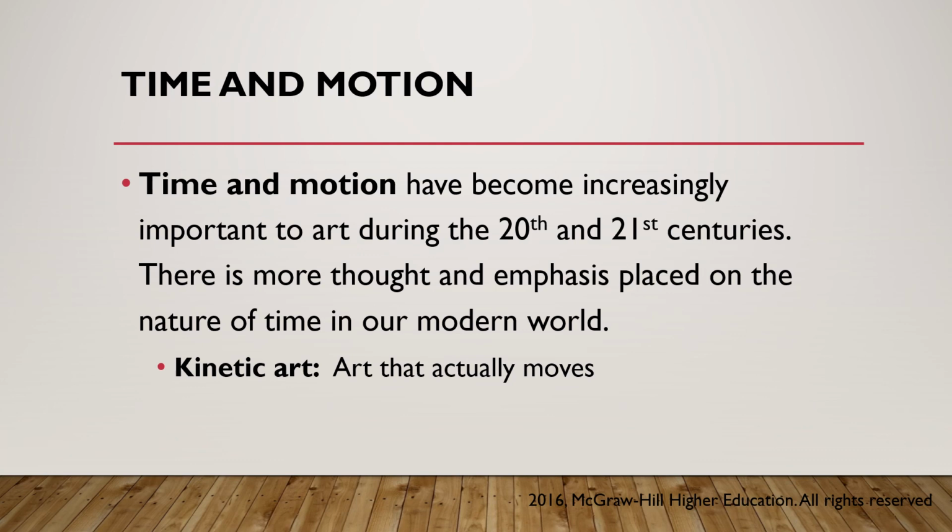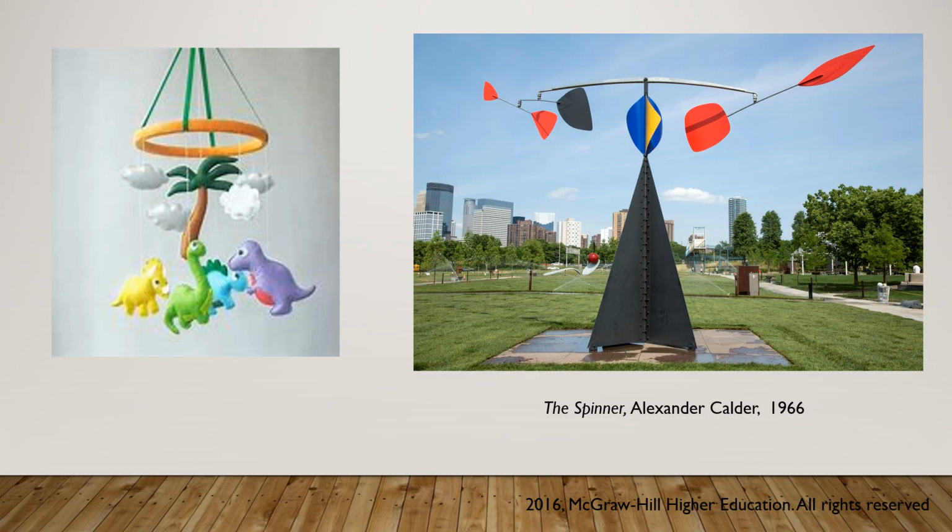So time and motion are some fairly new emphasis in the art world. There's more thought and emphasis placed on the nature of time. Kinetic art, sculptural kinetic art, is art that actually moves. A baby's mobile over a baby bed.